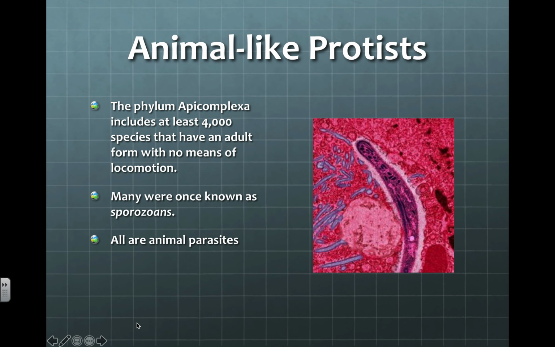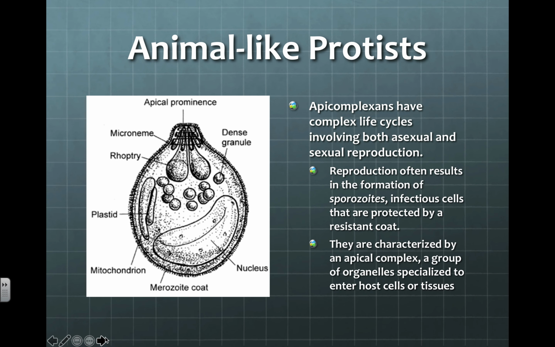Now, the unique thing about Apicomplexa is that there's no means of locomotion. So if there's no means of locomotion, that means they have to burrow into a host and are typically traveling in the bloodstream. Now here on the left, it shows you what a typical apicomplexan looks like, and they do have pretty involved asexual and sexual reproduction, and sometimes their life cycle includes more than one host.